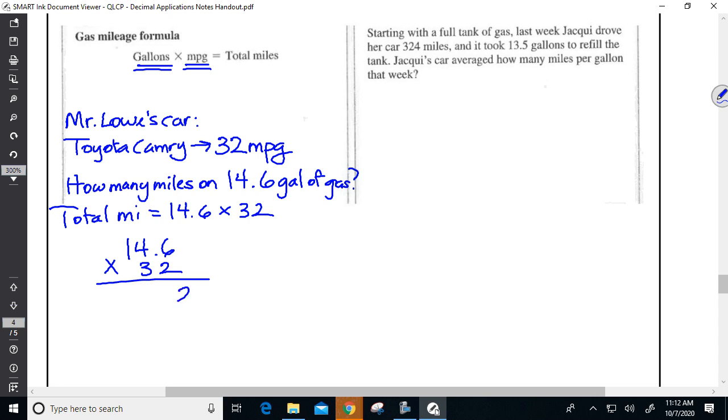6 times 2, 12. 4 times 2, 8, plus 1, 9. 1 times 2, 2. Put my placeholder. 6 times 3, 18, so I carry a 1. 3 times 4, 12, plus 1, 13. 3 times 1, 3, plus 1, 4. So 2, 17, 6, and 4.